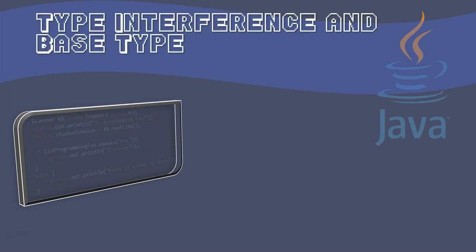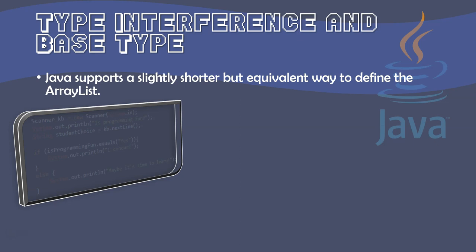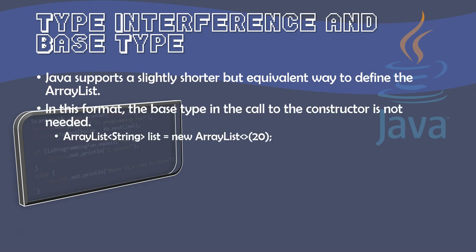Now, the first thing we need to talk about, though, is type inference in the base type. Java supports a slightly shorter but equivalent way to define an array list. We just saw how we can create a new one here, but the other format is that the base type is not needed in the call of the constructor.